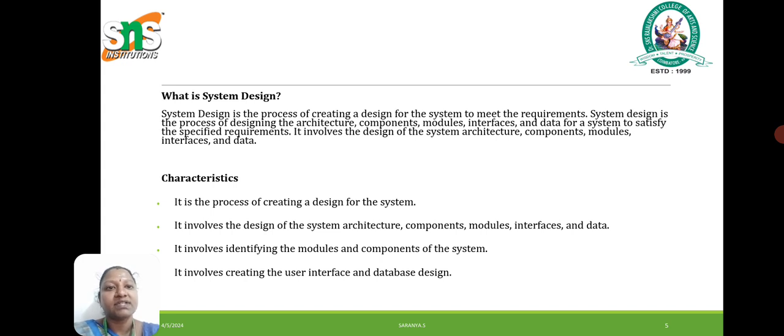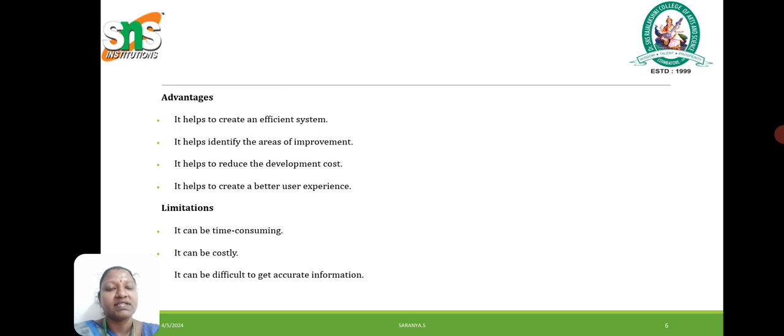Characteristics. It is the process of creating a design for the system. It involves the design of the system architecture, components, modules, interface and data. It involves identifying the modules and components of the system. It involves creating the user interface and database design. Advantages. It helps to create an efficient system. It helps to identify the areas of improvement. It helps to reduce the development cost. It helps to create a better user experience.